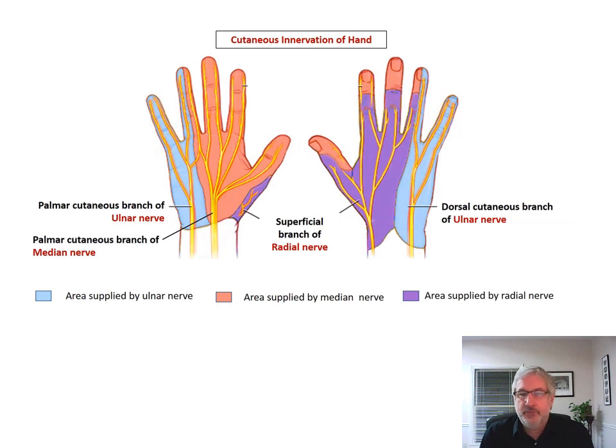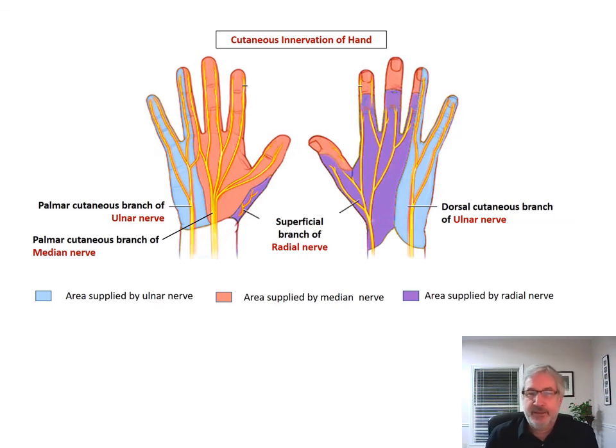And this is showing again the ulnar nerve for digit 5 and half of 4, and the median is half of 4 and 1, 2, and 3.